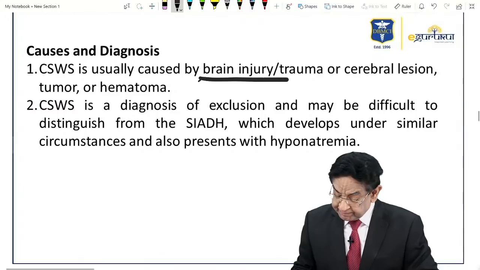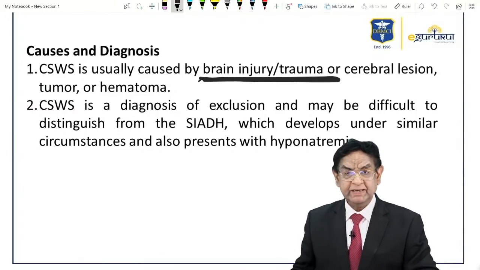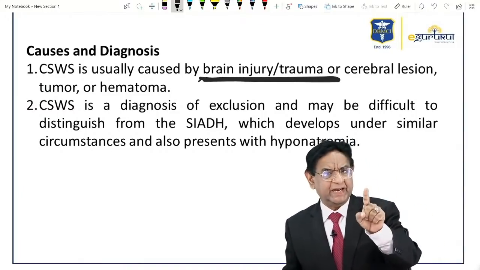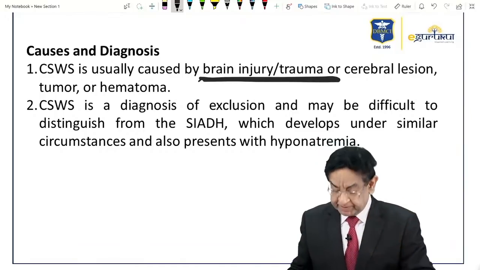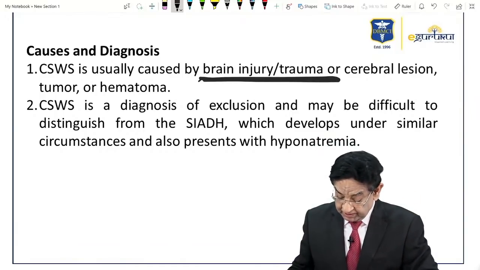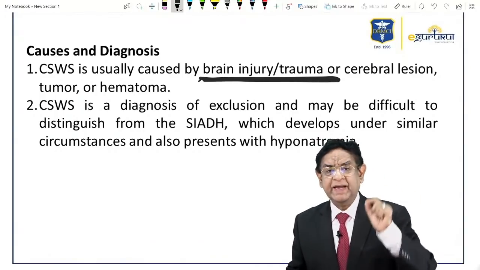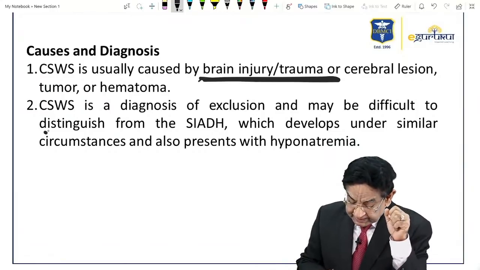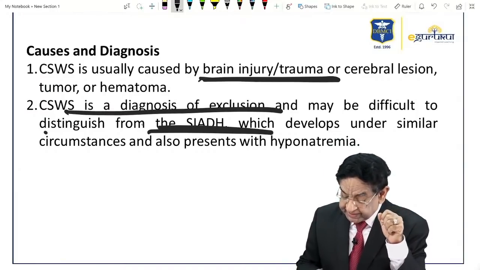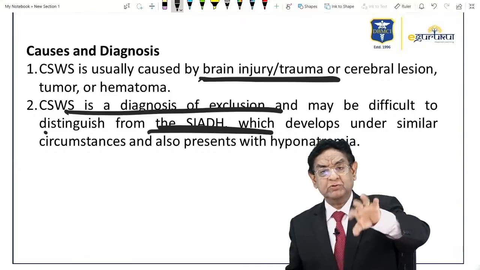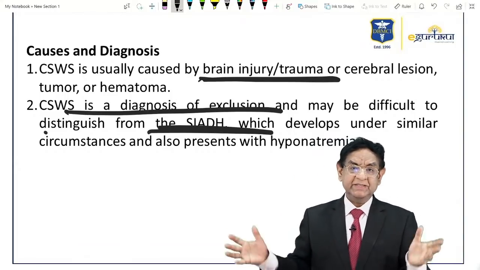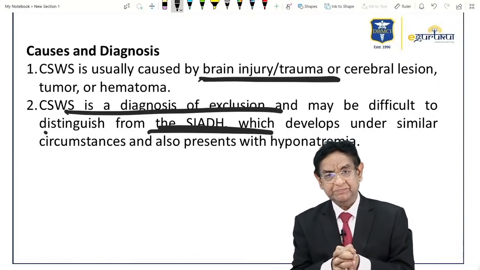Causes can be anything with the brain: brain injury, brain trauma, neurosurgery. And now again I talk about the same thing. It is to differentiate from SIADH, because this also occurs in the same scenario.